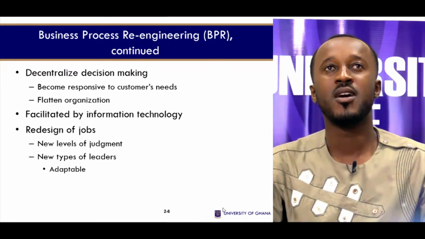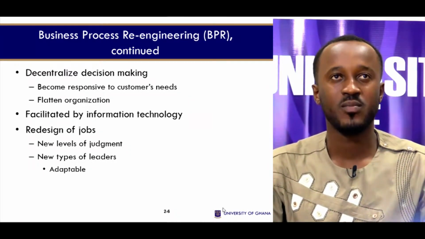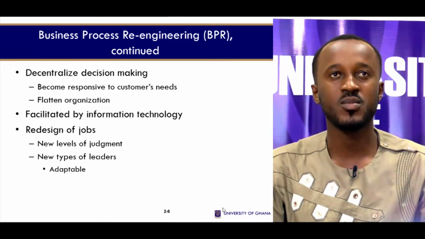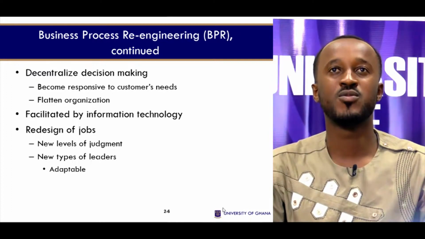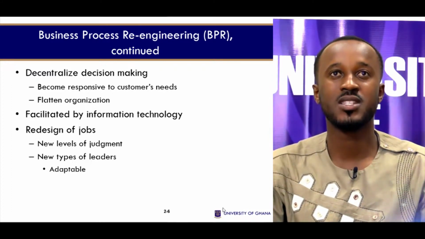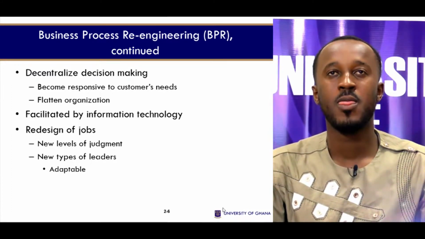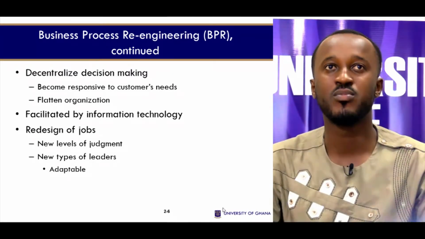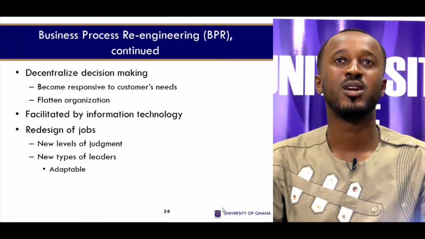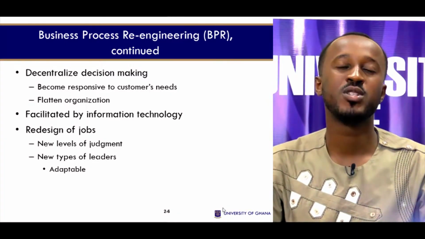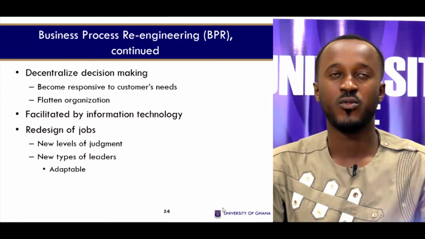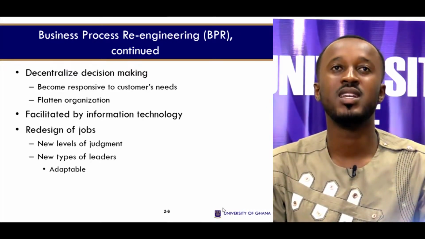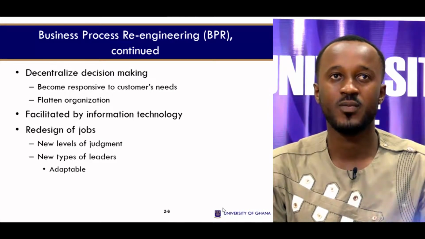Now, under business process re-engineering, we look at centralized decision making. Organizations become more responsive to customer needs because the processes are no longer centralized. It is now being decentralized. So at every process, the customer's needs are met more responsively from the perspective of the service provider or the organization. Then it helps to flatten the organization.